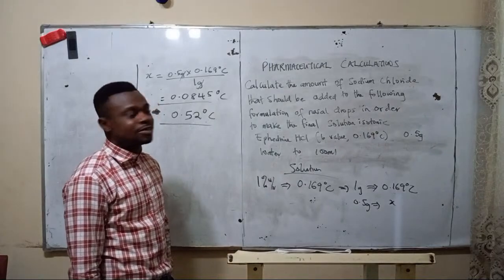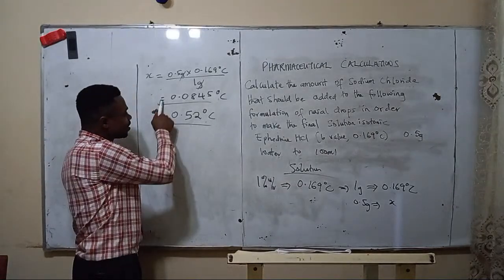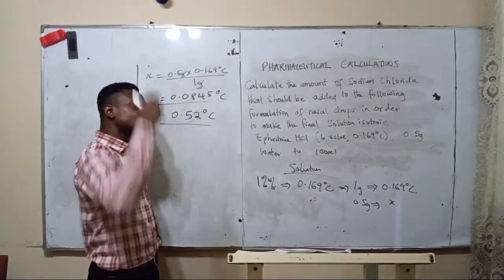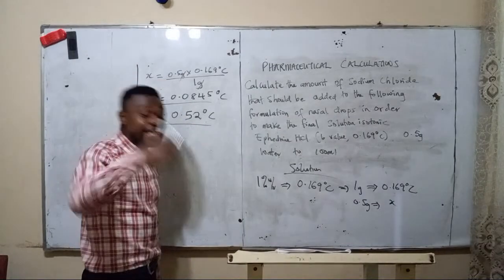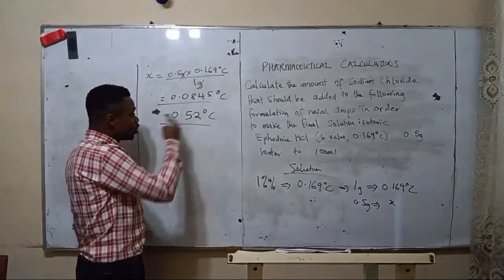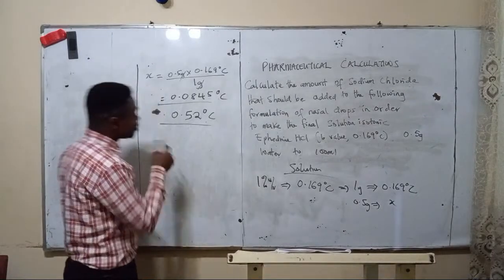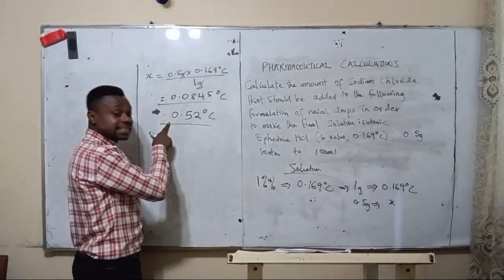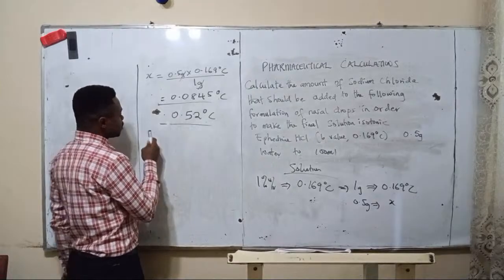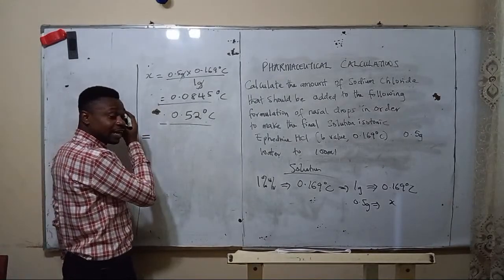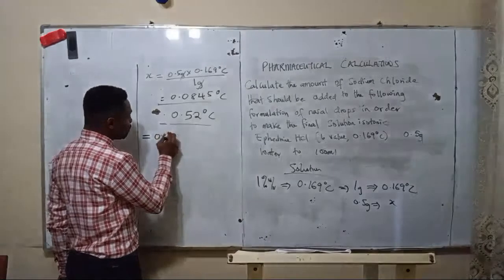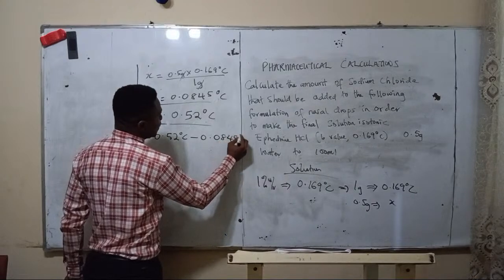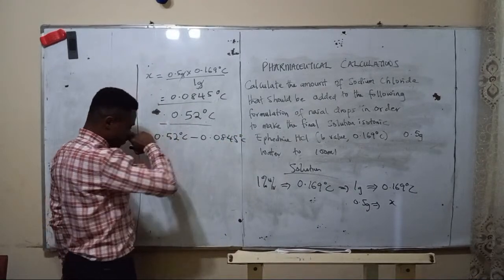So let's find the difference to check the further depression we need to make for it to be isotonic. That further depression is obtained by subtracting the extent this can go from the extent that is required. So the further depression we need is now 0.52 degrees Celsius minus 0.0845 degrees Celsius.